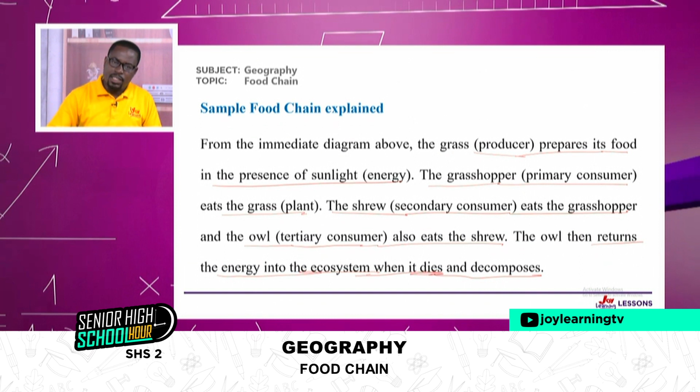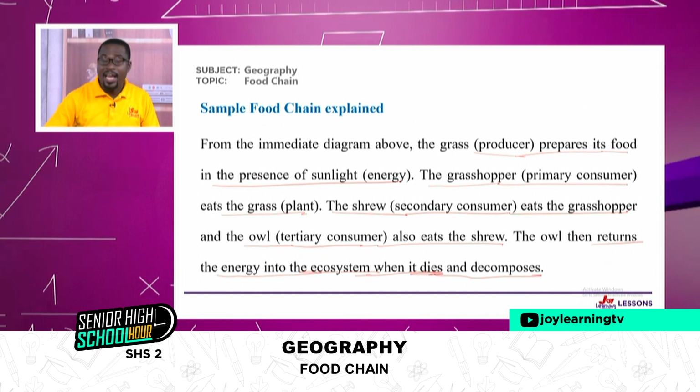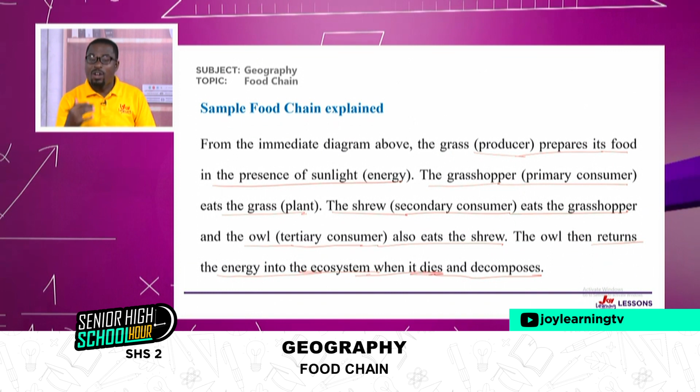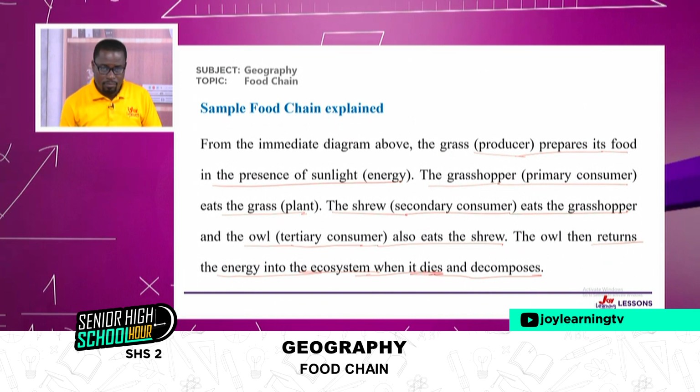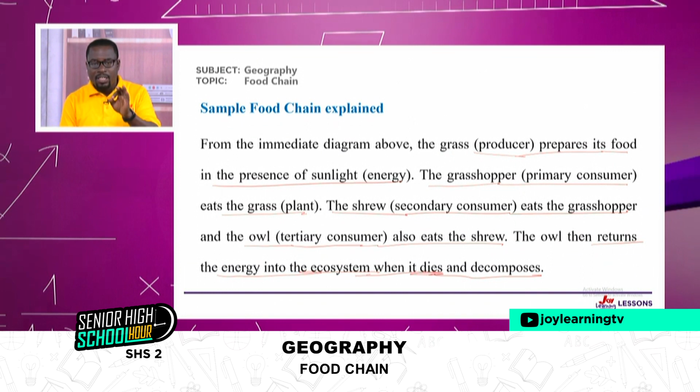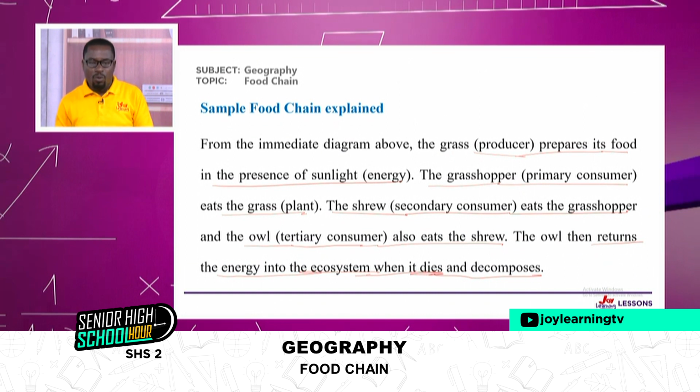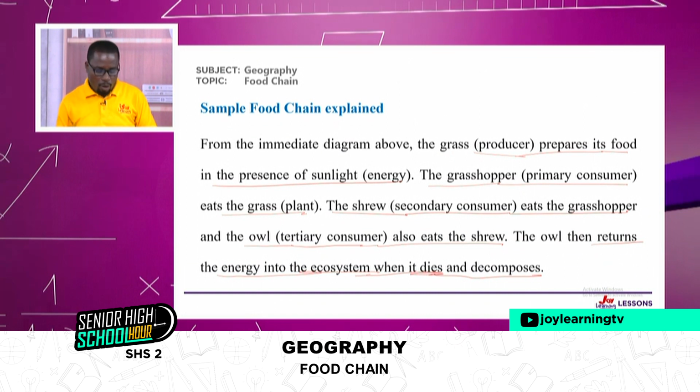So that is why there should be an energy flow within the ecosystem for the ecosystem to work. So for the ecosystem to work, there should be an energy flow. There should be a flow of energy all the time.